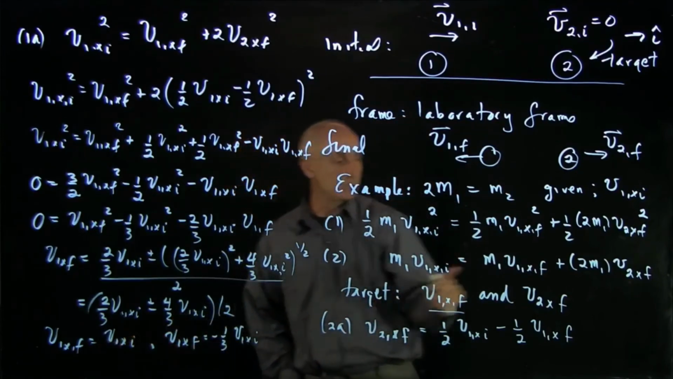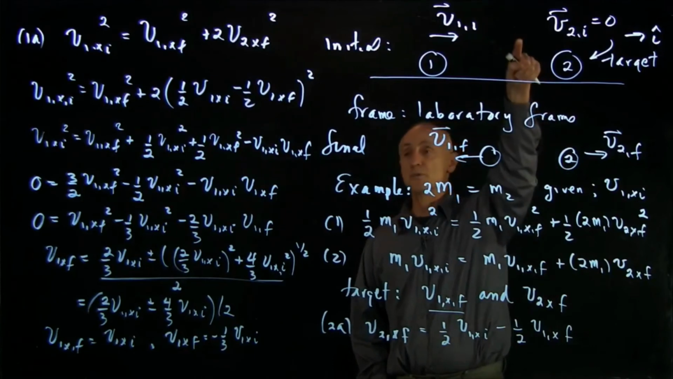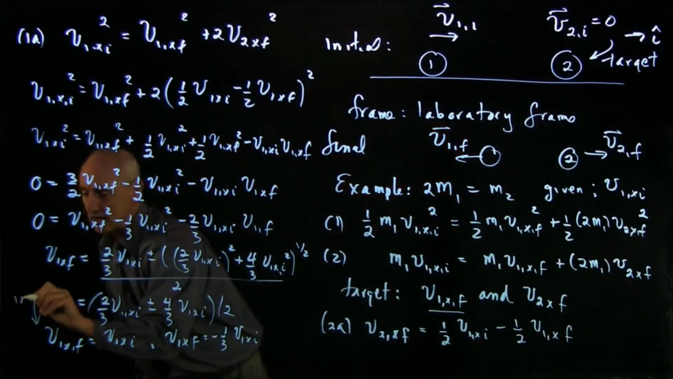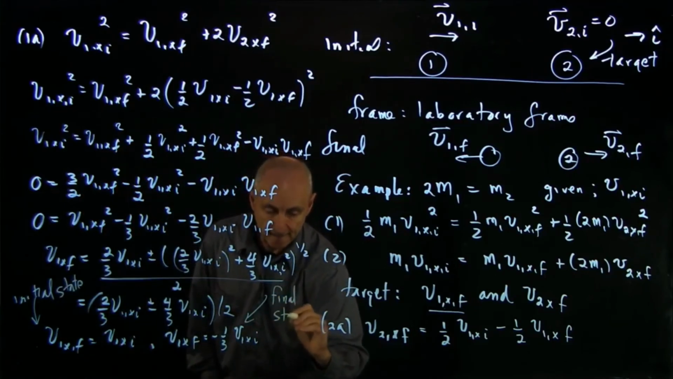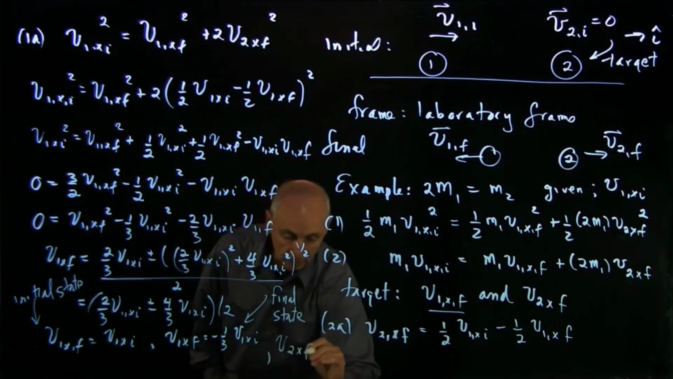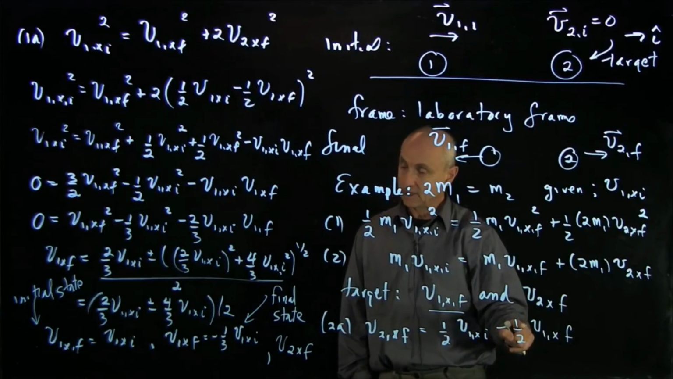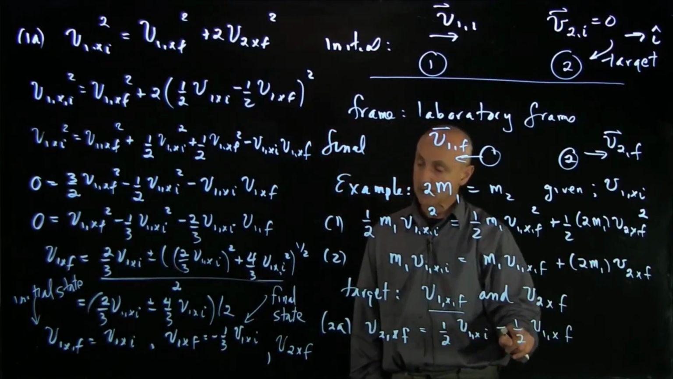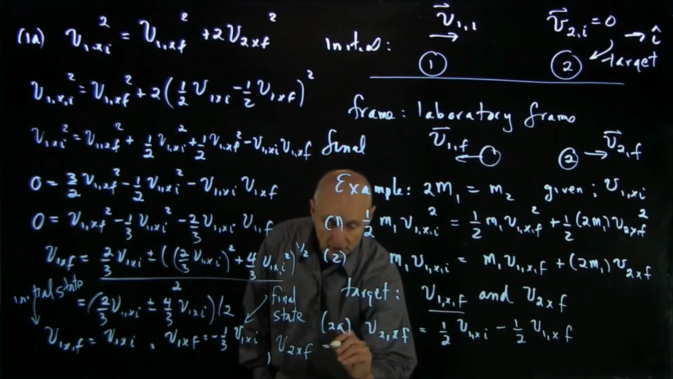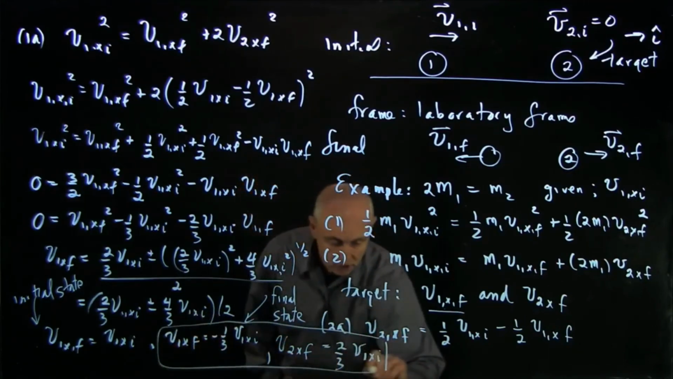You can check for yourself that if you put V1x final equal to V1x initial into this momentum equation, then V2x final is 0, which just repeats the initial conditions. So this solution is the initial state, and this solution here is the final state. Now, just to complete the picture, V2x final is equal to 1/2 V1x initial minus 1/2 times V1x final. But V1x final is negative 1/3, so we have a half minus 1/2 times minus 1/3. That's a half plus a sixth, which is 4/6 or 2/3 V1x initial. And that represents the solution to this particular problem.